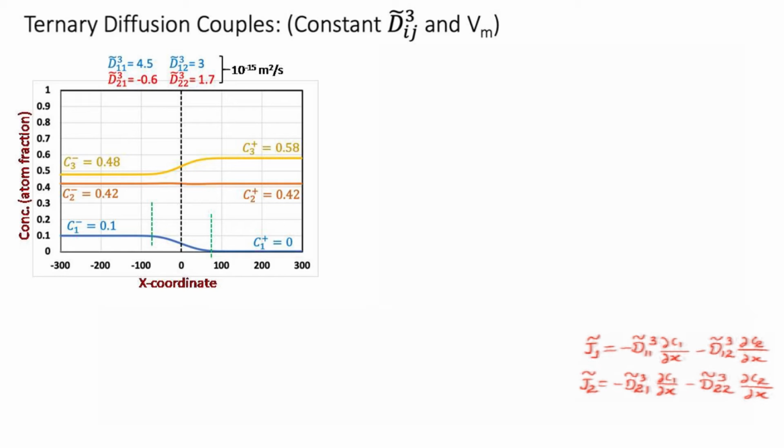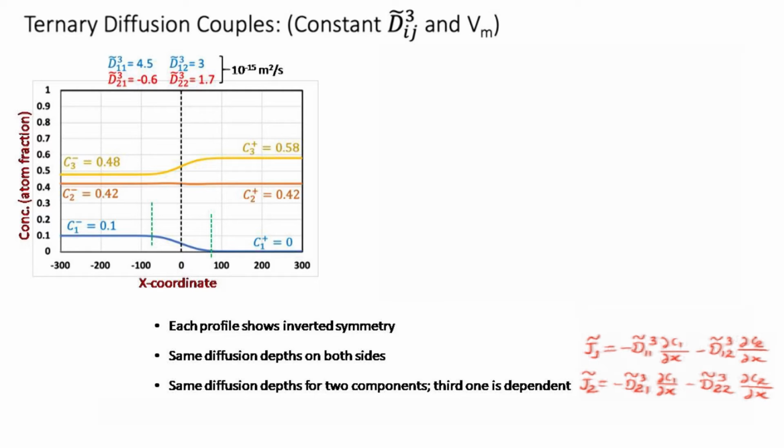Again, this simulation was done for a constant set of interdiffusion coefficients and the assumption of constant molar volume. Because of the constancy of the interdiffusion coefficients, again we can see each individual profile shows inverted symmetry. Then the diffusion depths should also be the same on both sides for any individual component.